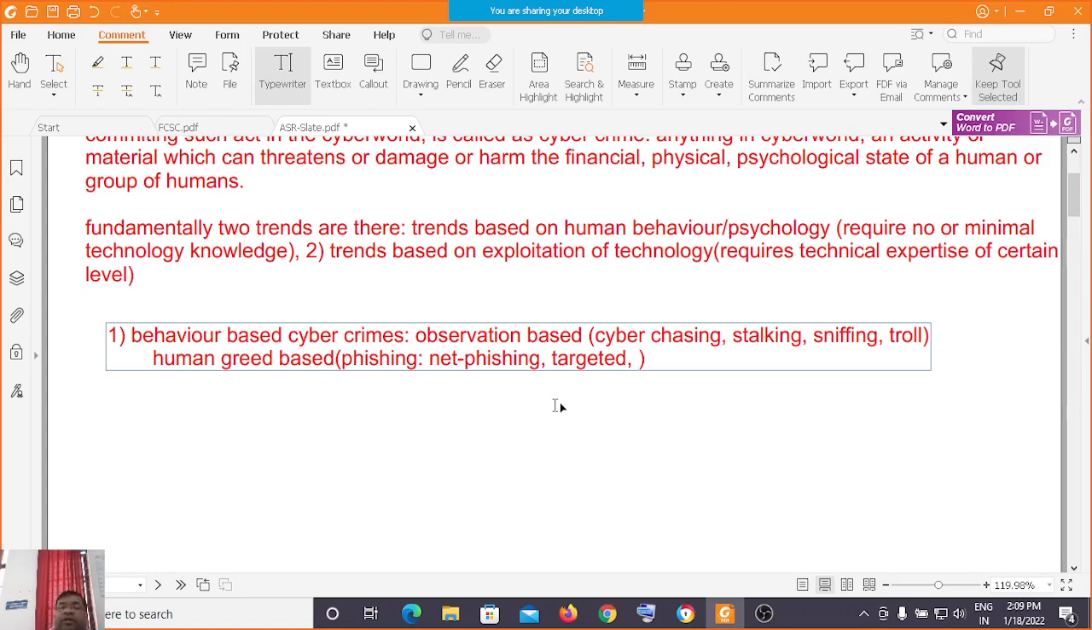So you have net phishing, that is we are sending emails to many people and trying to get advantage from that. Targeted phishing, you are targeting a particular person, you try to catch the person's trust and then you betray that person for your advantage. The advantage may be money or something else, but that is the way of doing cyber crime.